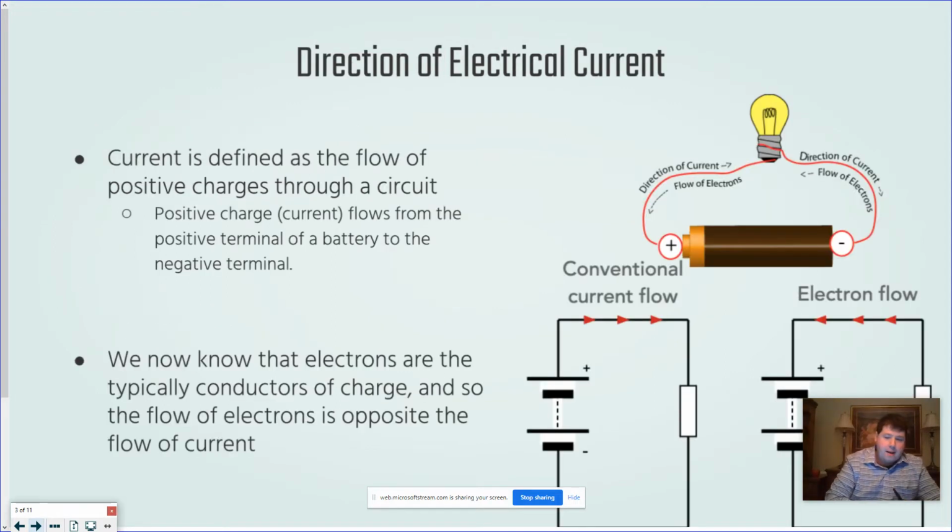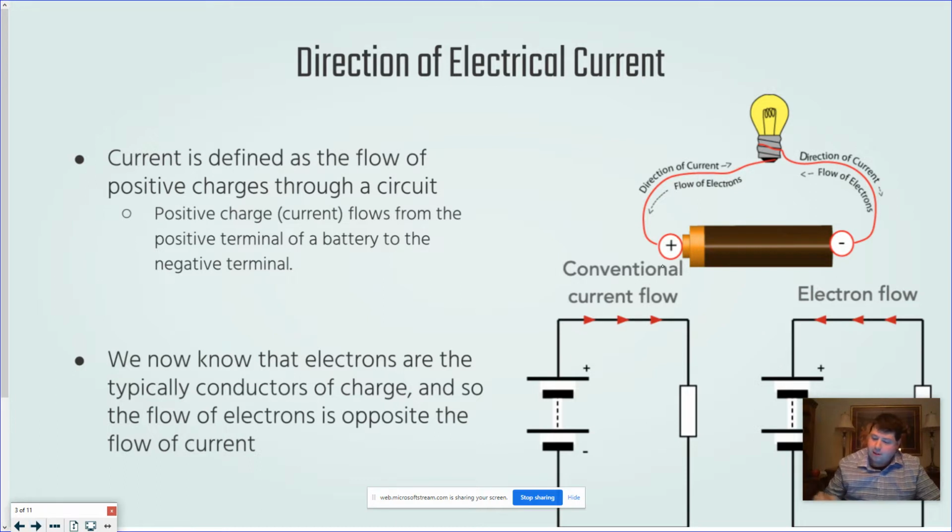Now, the direction of electric current is a little strange, and that's because current is defined as the flow of positive charge through a circuit. So when we state the direction of current in a circuit, we are assuming a positive charge. The problem with that is that we know that electrons are typically what conducts current, and so electrons will flow against the flow of current.